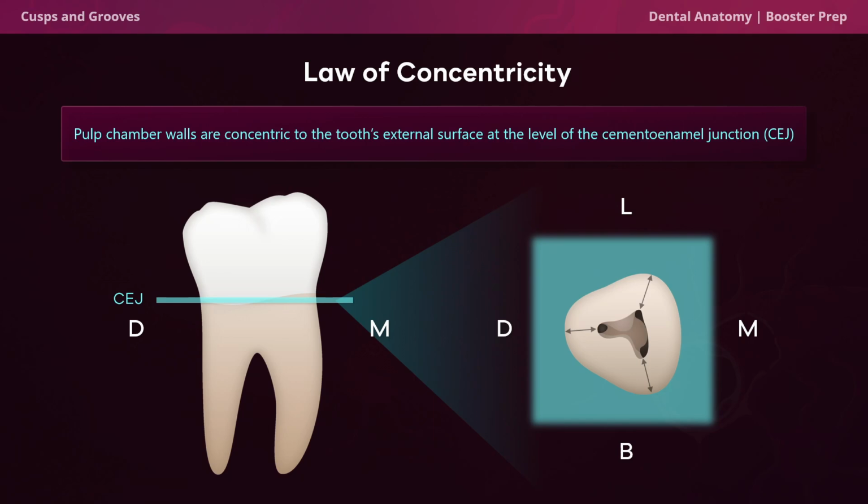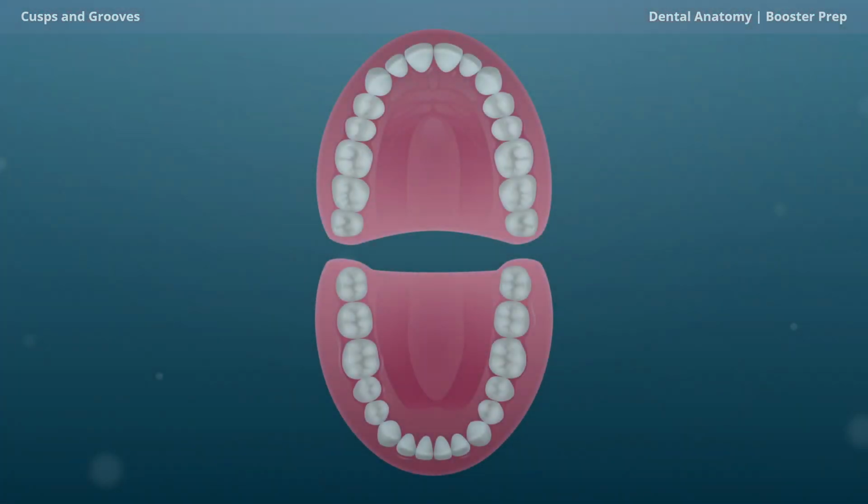So this gives the clinician important information for endodontic access. For example, you can see here that if there is a bulge of the CEJ in any direction, our pulp chamber will also follow suit and extend towards that direction. So this is very helpful to know.